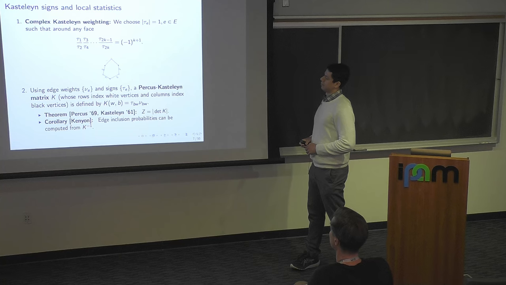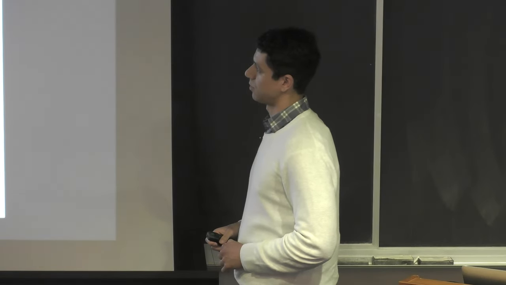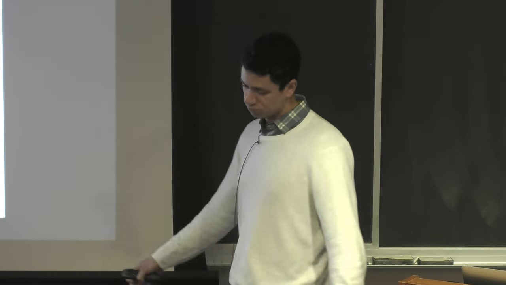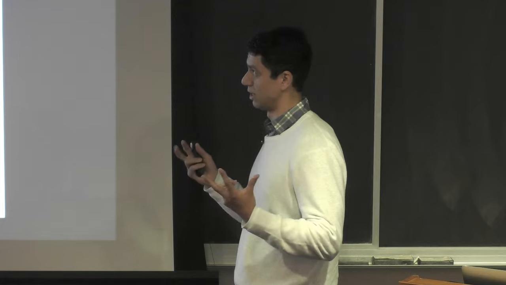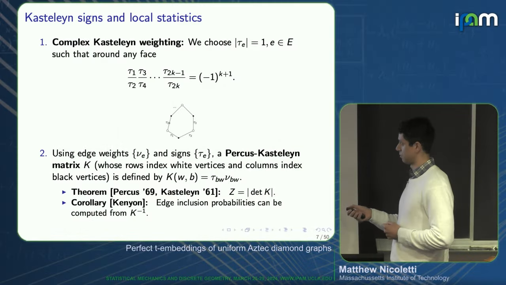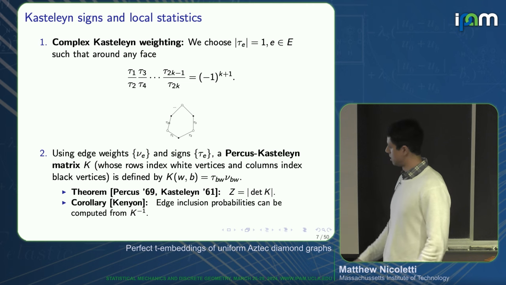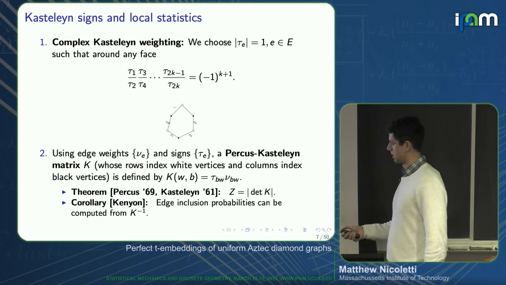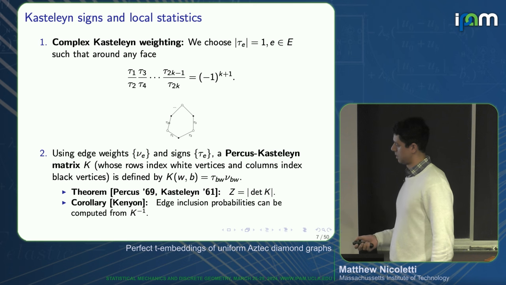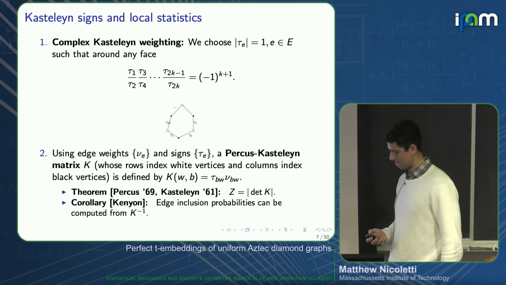Okay. So a very important object in the study of the dimer model is the Kasteleyn matrix, which again has been introduced many times. In order to define a Kasteleyn matrix, one has to first choose a Kasteleyn sign, which is a unit length complex number on each edge, such that the alternating product around a face of these signs is plus or minus 1, depending on the number of edges around the face. Then we can build this matrix, where if wb is an edge, that entry of the matrix is equal to the sign times the edge weight. It's an old theorem that we can compute the partition function of the model as a determinant of this matrix. We can also compute statistics of the dimer model if we can compute the inverse. So if we can invert this matrix, we can compute all the statistics that we care about.